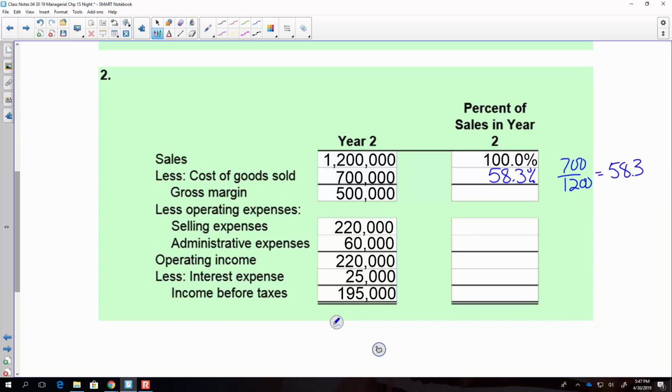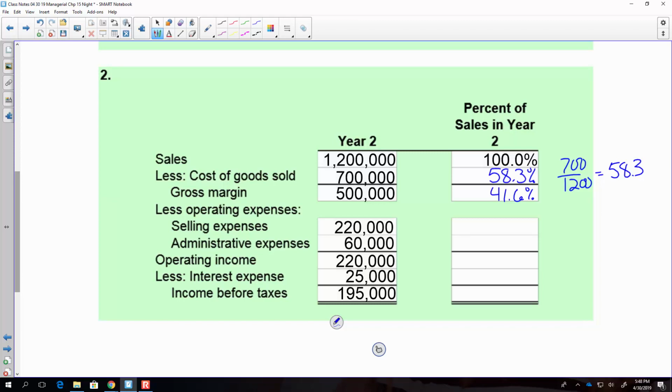Remember, the cost of sales didn't change from year 1 to year 2. So that's huge. That's big. So 500 over 1,200 is 41.67% for the margin. So now we can tell a story, right? We were at 30%, now we're at 41.6. Huge improvement. That's a huge gain in profit.